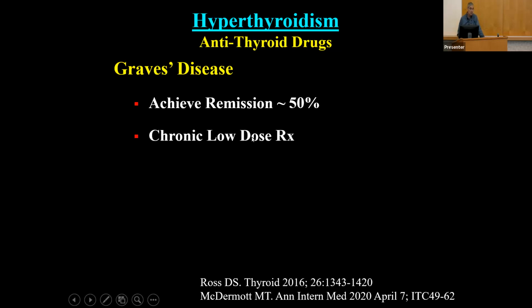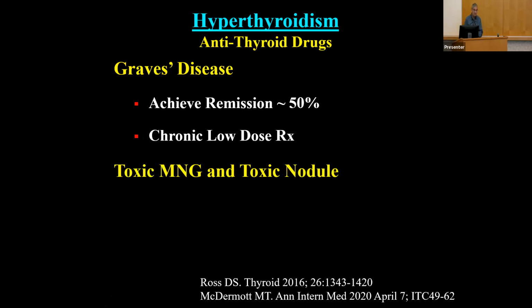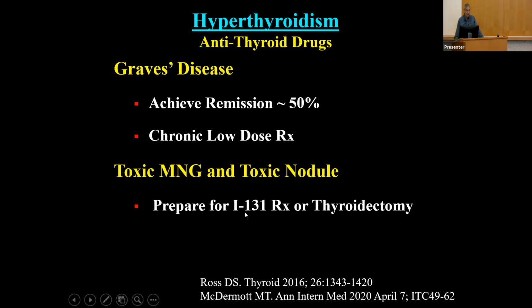There are people who don't achieve a remission but don't want radioiodine or surgery, and so it's reasonable in those people to also use an antithyroid drug in a low dose chronically. Toxic multinodular goiters and toxic nodules are not autoimmune. They're neoplastic, they're benign neoplasms, and they don't ever go away. So remission is not possible with antithyroid medications. So we mainly use these to make a person euthyroid to prepare them for radioactive iodine ablation or a thyroidectomy. However, there are people who say, I just don't want to have either one of those.